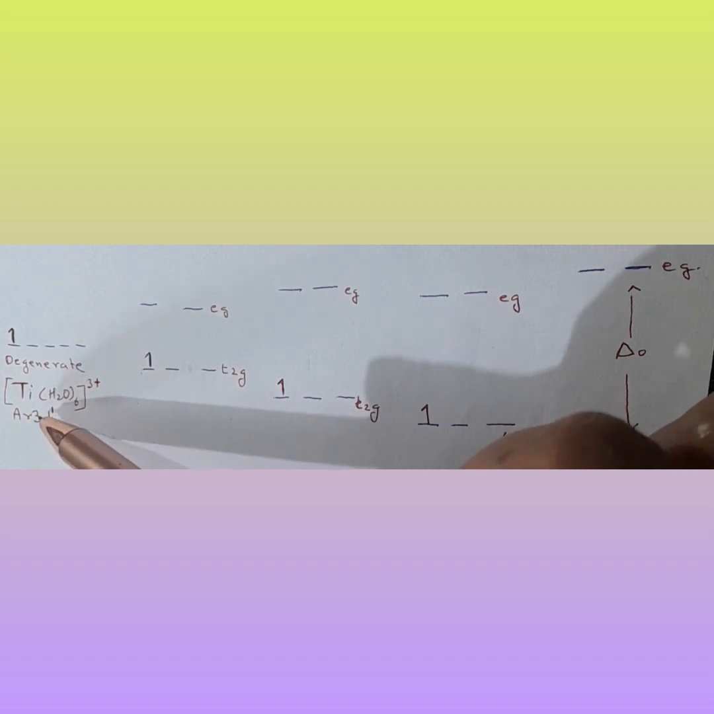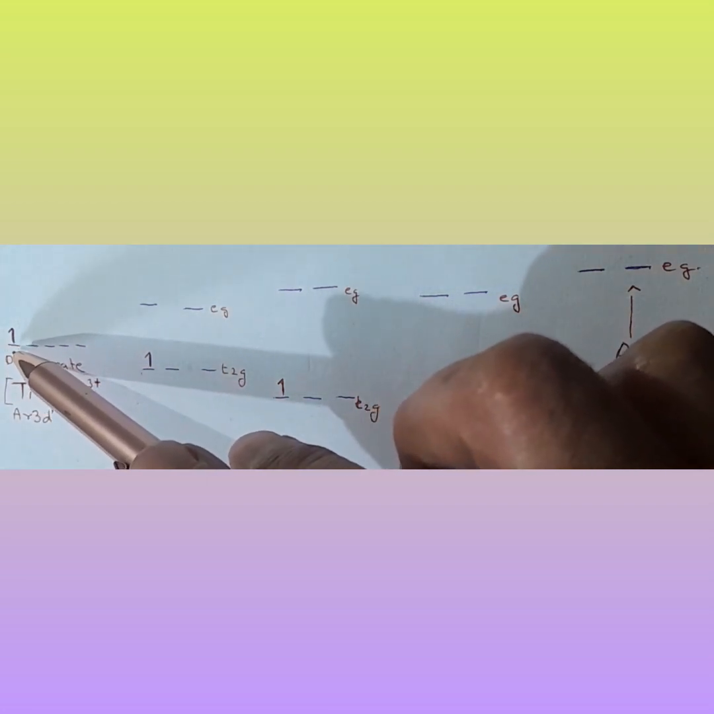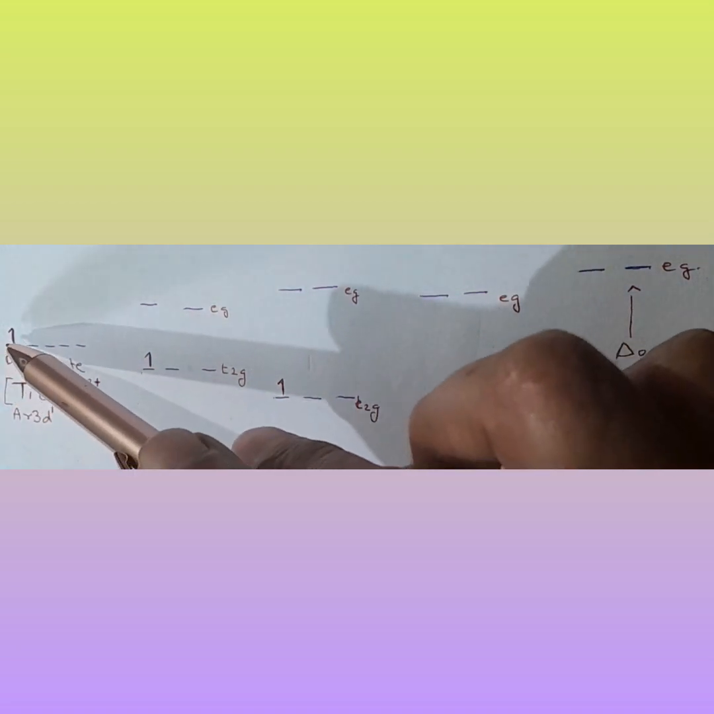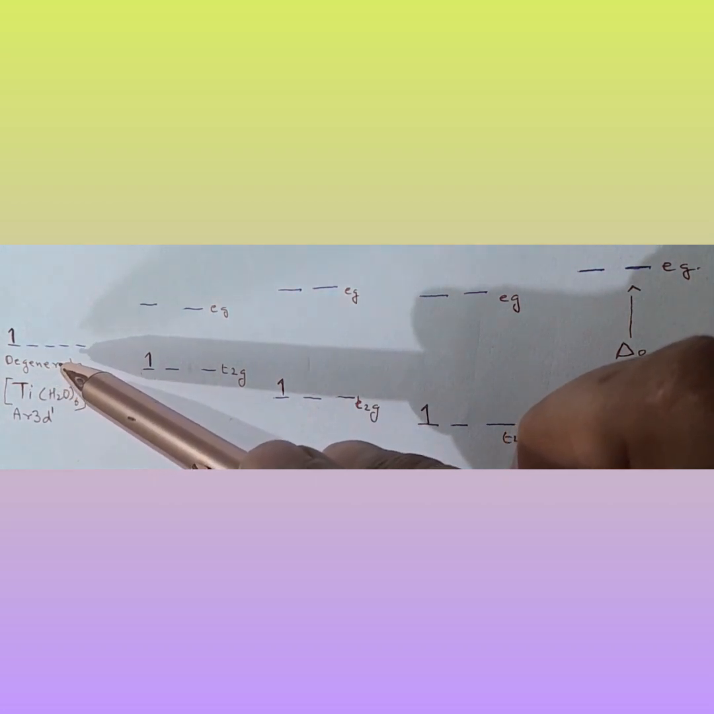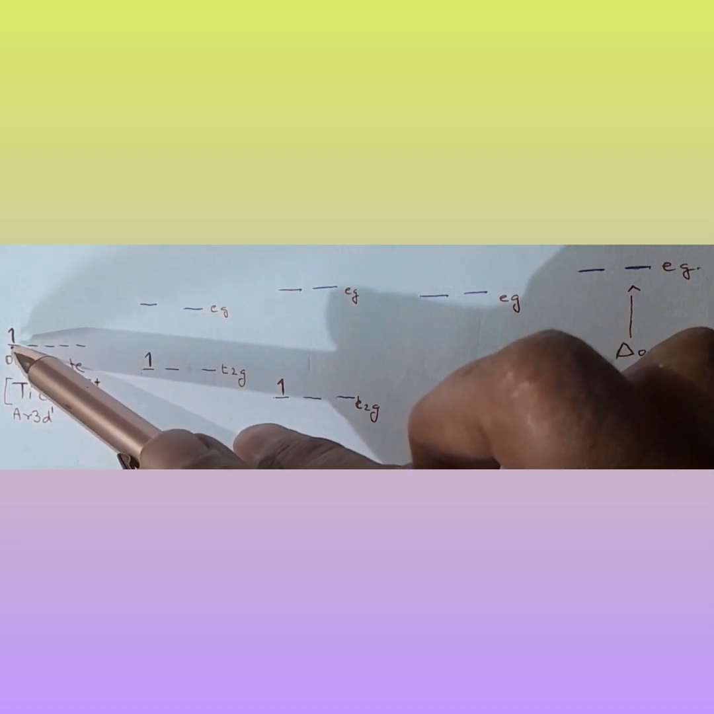What we are concerned with is 3d1. We are concerned with the d orbital. So the 1 electron which is there is suitably placed here. So we know it is dx square minus y square, dz square, dxy, dyz and dzx. All of these d orbitals are at equivalent energy. So I place it over here.